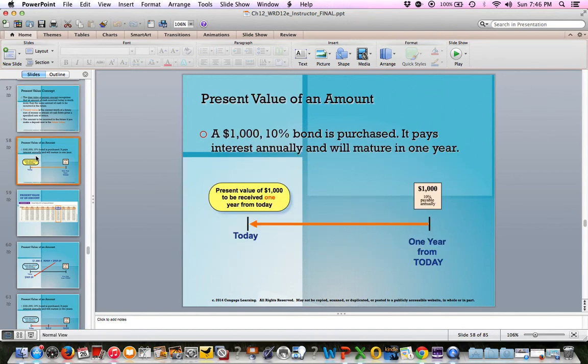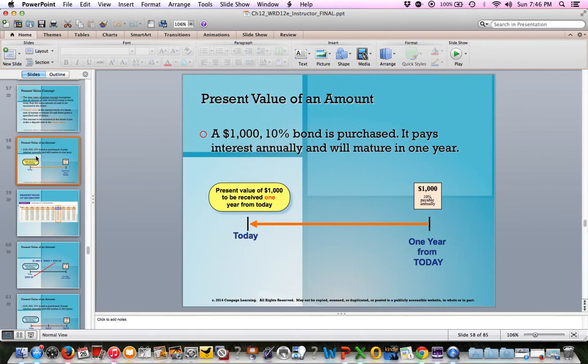So that kind of just gives you a picture of it here. So a $1,000 10% bond is purchased. It pays interest annually and will mature in a year. And so basically that bond is worth the present value of $1,000 received 1 year from today. So 1 year from today, we're going to get $1,000 at 10%.